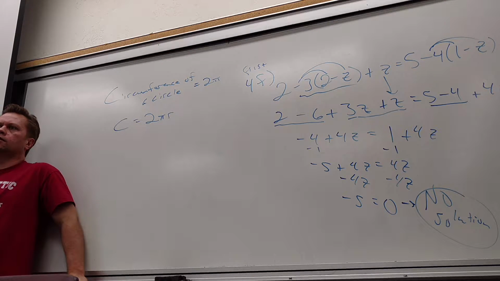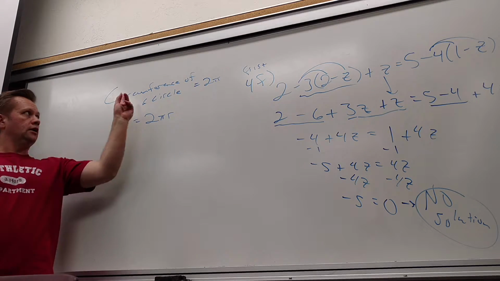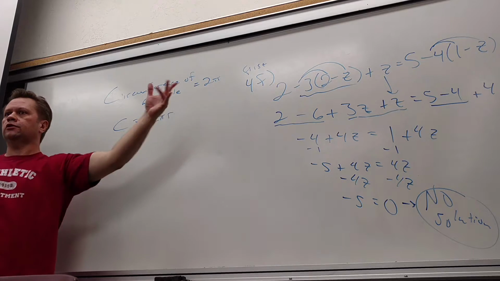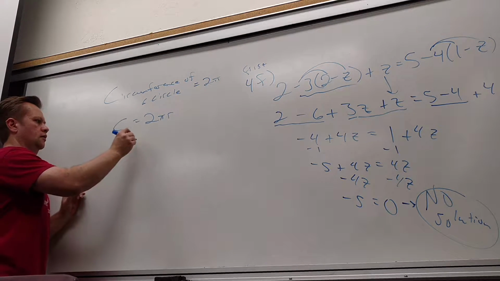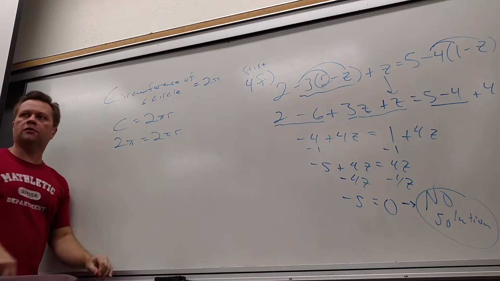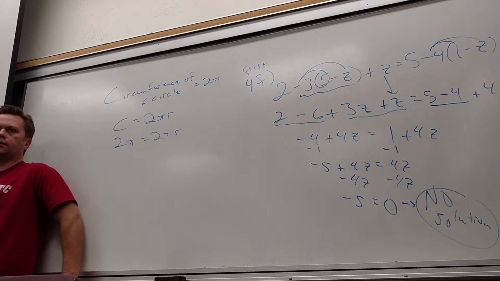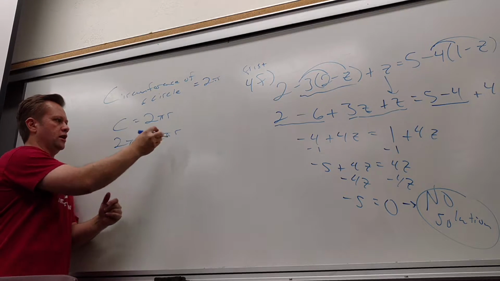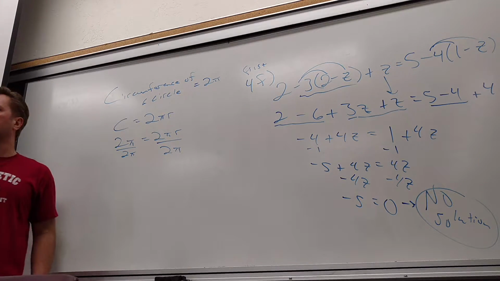So how do you do this then? Well, what do you know? What do they tell you? C. C is 2 pi. Alright, so instead of C, I write something better. I write what it is. 2 pi equals 2 pi r. I know that looks weird, but how do you solve for r? How do you get r by itself? They want to know what the radius is, so I got to divide. Divide by 2 pi. Why do I divide?